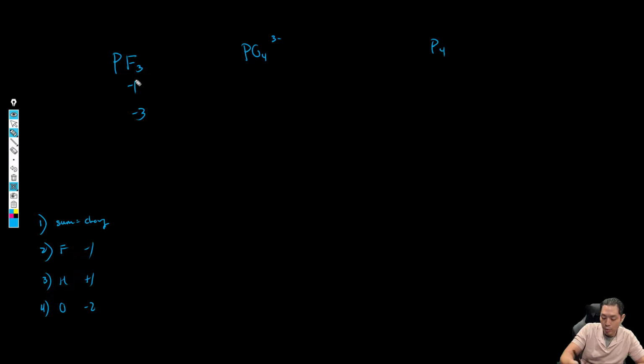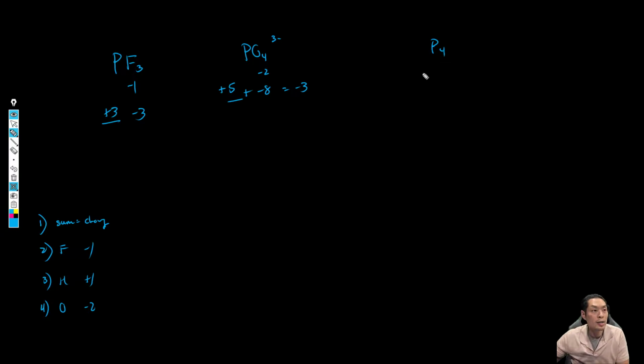So -1 times 3, so fluoride has a pull of -3. That means phosphorus has to be +3 in this case. For PO4 3-, oxygen is -2, so 2 times 4 is -8. The sum has to equal the charge, -3. So something plus -8 has to be -3, and that happens to be +5. And when phosphorus is bonded to itself, the electrons are equally shared, so the oxidation state is 0 in this case.